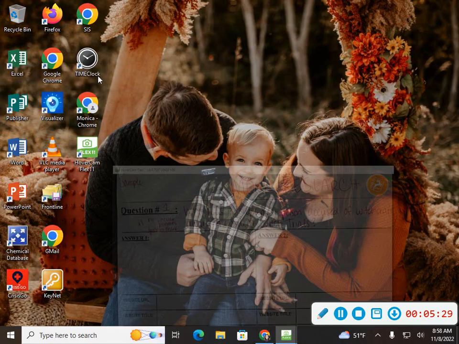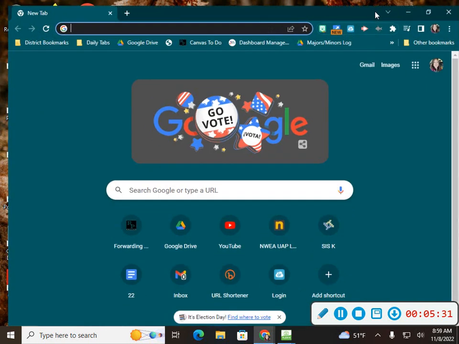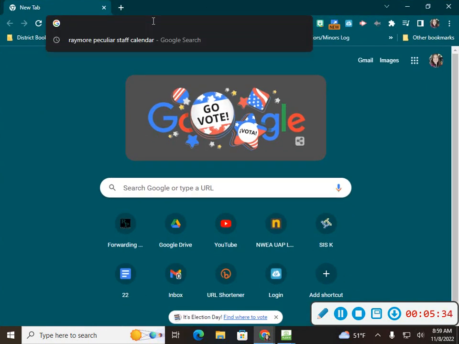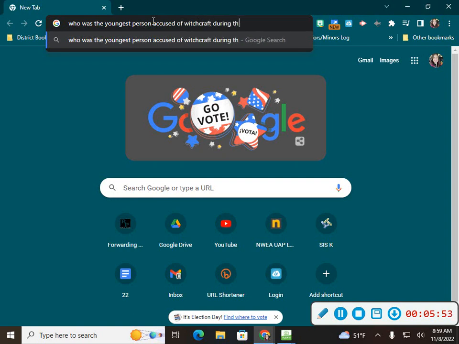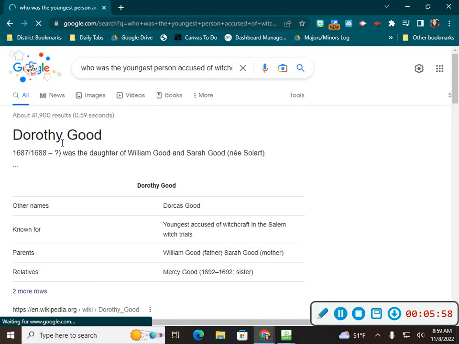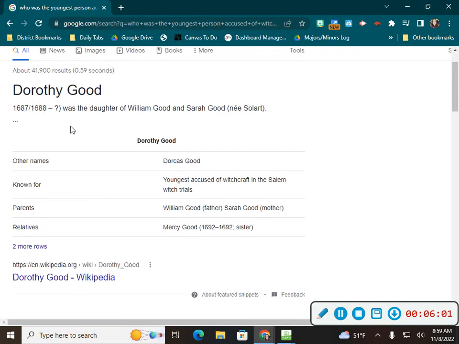All right, we're going to go to Google. This is exactly what you're going to do. What's the first thing that you want to do in order to find the answer to this question? What's the first thing that would pop into your head? Just type in the question, right? So, who was the youngest person accused, be helpful if I spelled it correctly, of witchcraft during the Salem witch trials? Dorothy Good, perfect.